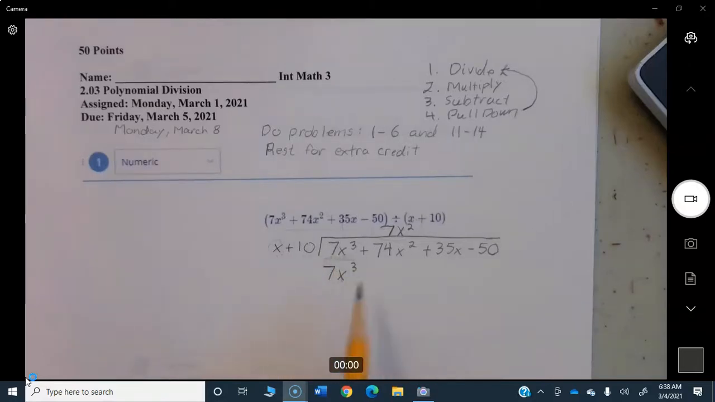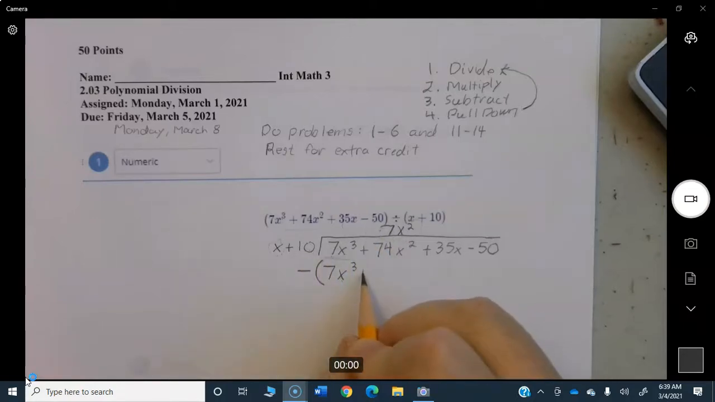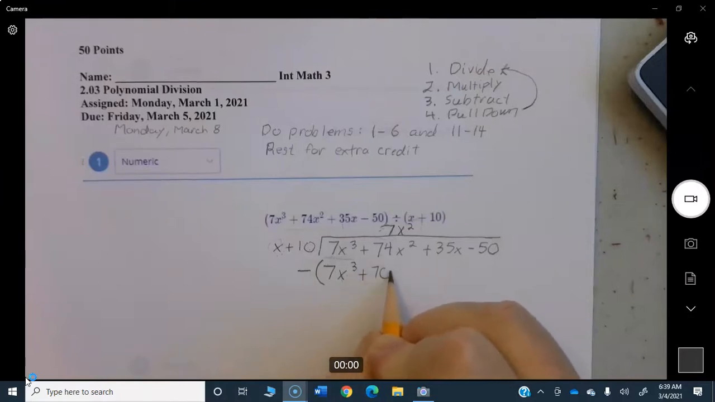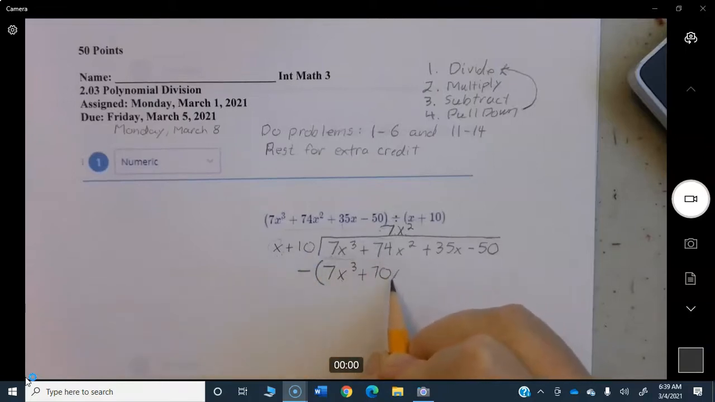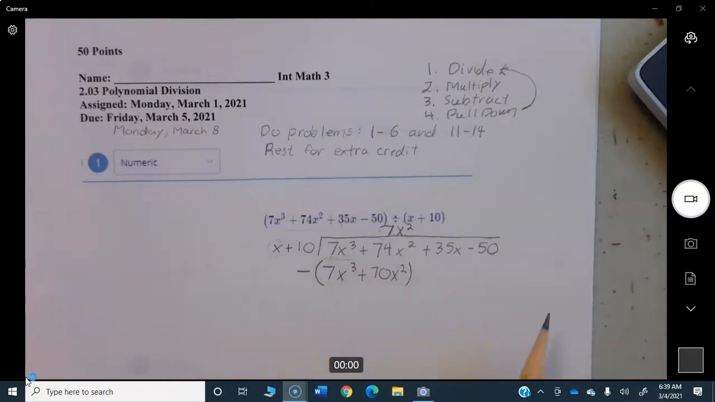Now what you're getting ready to do is do the third step, which is subtract. So I'm going to put a minus sign here, open a parenthesis, and now that you've done 7x squared times x to give you 7x to the third, now you do 7x squared times 10. So that's going to be 7 times 10 is 70, so it's going to be plus 70. And then the x squared just gets carried down. Since there's no x in that term there, it's just x squared. And we're going to close that parenthesis.